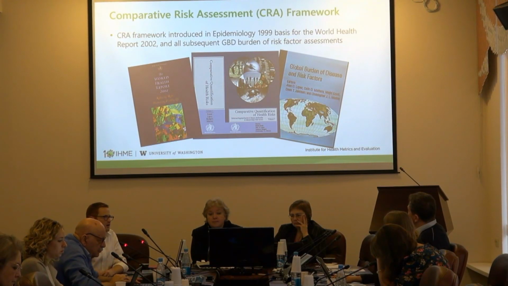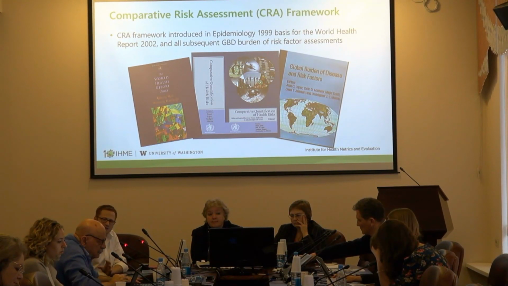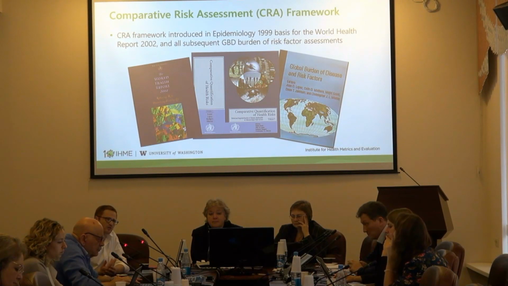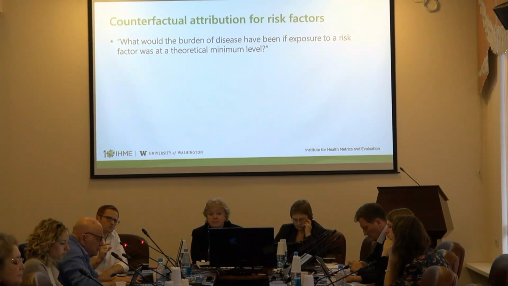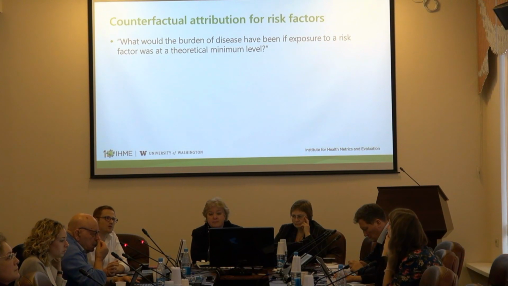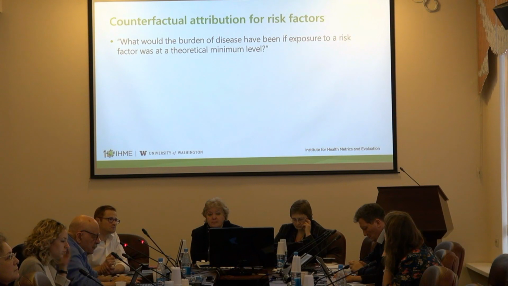The methods that we're going to talk about were formalized in an article in Epidemiology in 1989 and were used as the basis of the World Health Report in 2002 and all subsequent GBD analyses. We call it the Comparative Risk Assessment Framework, or CRA. And this works through a counterfactual attribution for risk factors. We're asking a question: what would the burden of disease have been if exposure to a risk factor was at a theoretical minimum level?